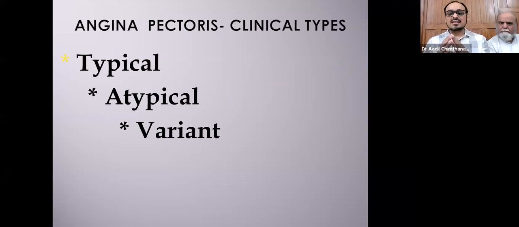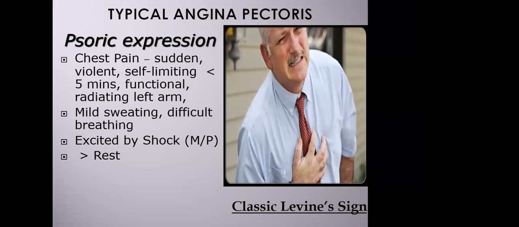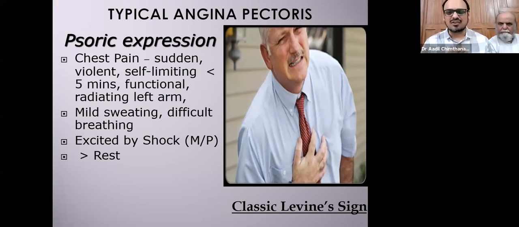Angina can present itself in various types: typical, atypical, and variant. Why this is important is because typical angina is a classic expression, a chest pain or chest discomfort, sudden, violent, self-limiting, just a flicker of muscle contraction, but severe and less than 5 minutes, and radiates to the left arm, along with mild sweating and difficult breathing. And this differentiates it from any other reason, like pericarditis or lung infection or a muscular or gastric pain. The difference is mild sweating and difficult breathing.